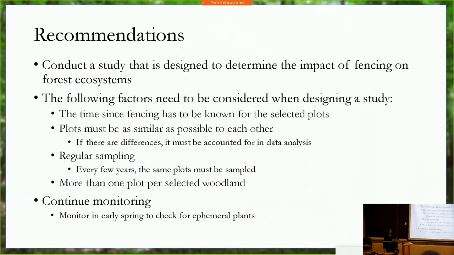And more than one plot per woodland has to be selected so you have replication. And lastly, even if you're unable to have this study design, you should at least continue monitoring these plots, because as I'm saying, it is kind of concerning that they are not having regeneration of sugar maple, even though these are sugar maple dominated forests. And as the disturbances increase, it could have other impacts that you're not currently seeing.